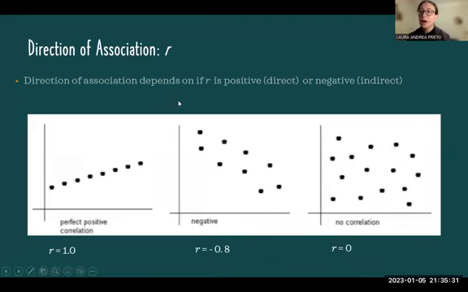Then when we're looking at R, we can also take a look at the direction of the association, whether that be a positive or direct correlation. So that would give us a positive sign here. This is an example of R is 1, or a negative or indirect correlation, which can be identified by that negative sign right here.